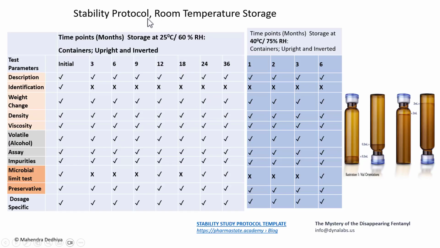General protocol for stability studies: room temperature storage, 25 degrees C, 60% RH, and 40 degrees, 75% RH as an accelerated condition. Initially at the 0 time point, all the testing is done, and this shows representative testing. There may be dosage-specific studies that need to be done. They have to be incorporated in it. Products are kept inverted and upright. The reason for doing inverted is that the solution is in contact with the closure system.